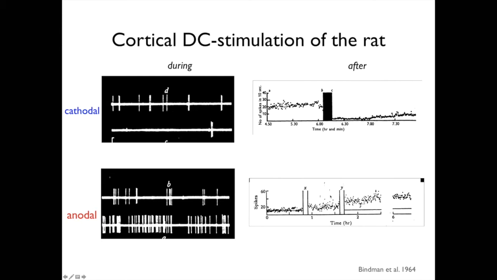And if you put the anode over your target area, you get antagonistic effects. So here, 2 stimulations, and you can see that compared to baseline activity, there's an enhancement of activity, which in this case lasted for more than 5 hours after the end of stimulation. So that's animal experiments with the electrodes directly on or in the cortex.